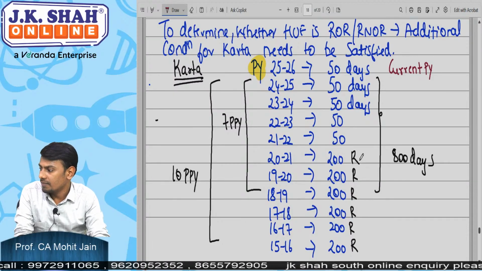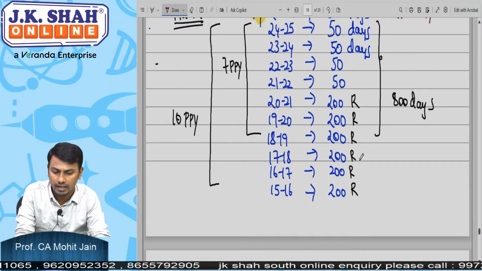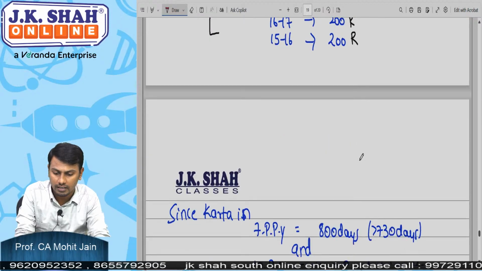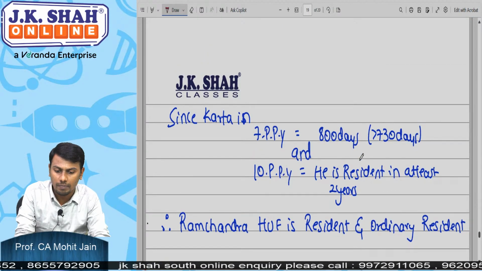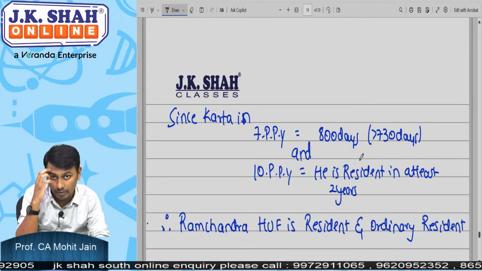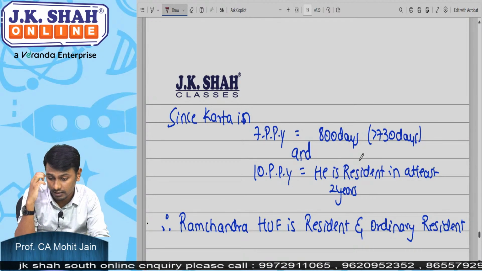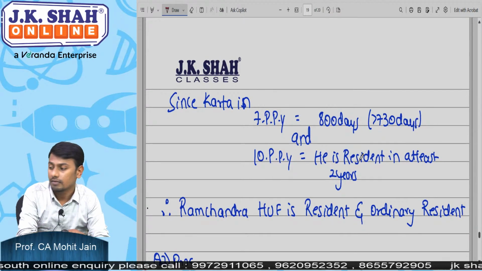Done writing this table, people? Then write down. Next. So since Karta in 7 PPY was there for 800 days and in 10 PPY he was there for at least 2 years, the Ramachandra HUF is a what? ROR.